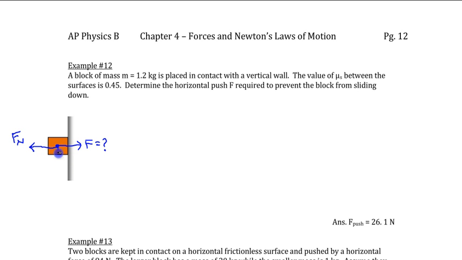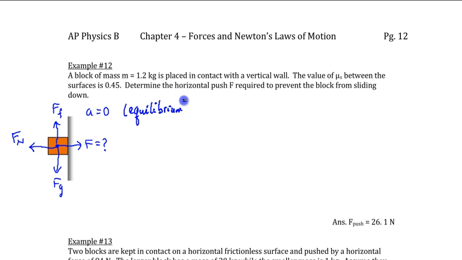We have gravity wanting to pull it down, but something is preventing the gravity from pulling it down, sliding down, and that must be friction coming from the surface, and there's F sub f. So this problem is really a static equilibrium problem because it's not moving. So that means that the acceleration is 0. It's in equilibrium.